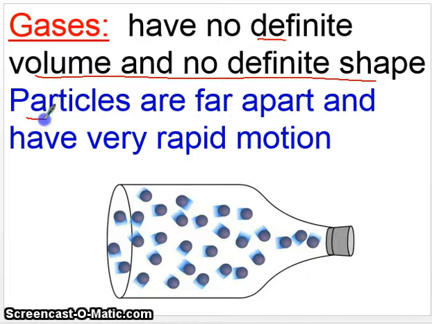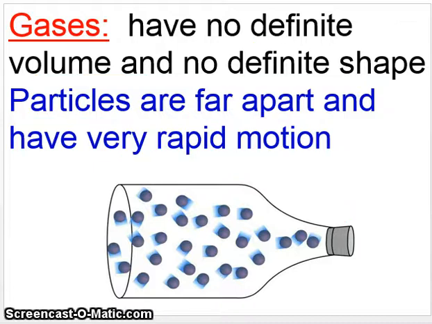And that's because the particles in a gas, now remember, particles are just little tiny pieces, little tiny units, little tiny parts of something, are very far apart and are in very rapid motion. They're constantly moving. So if you were to take the lid off, particles would just go everywhere. So gases are completely free to move.